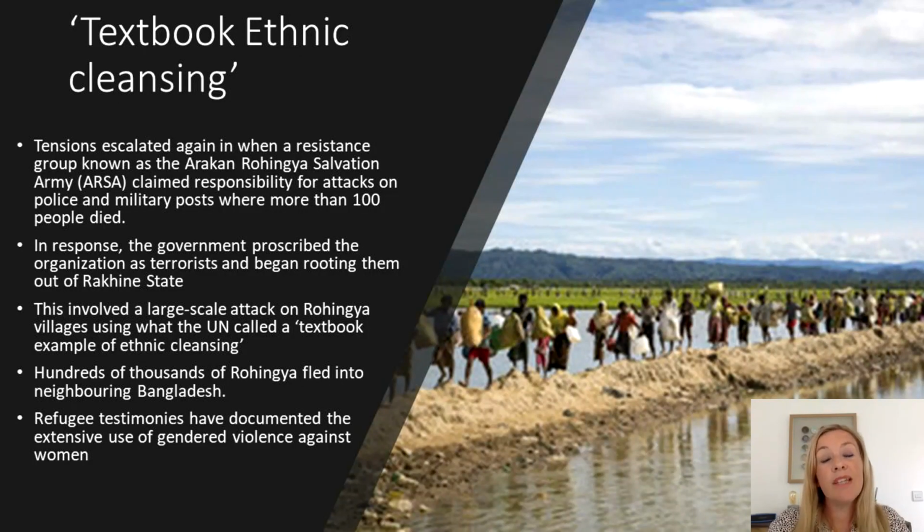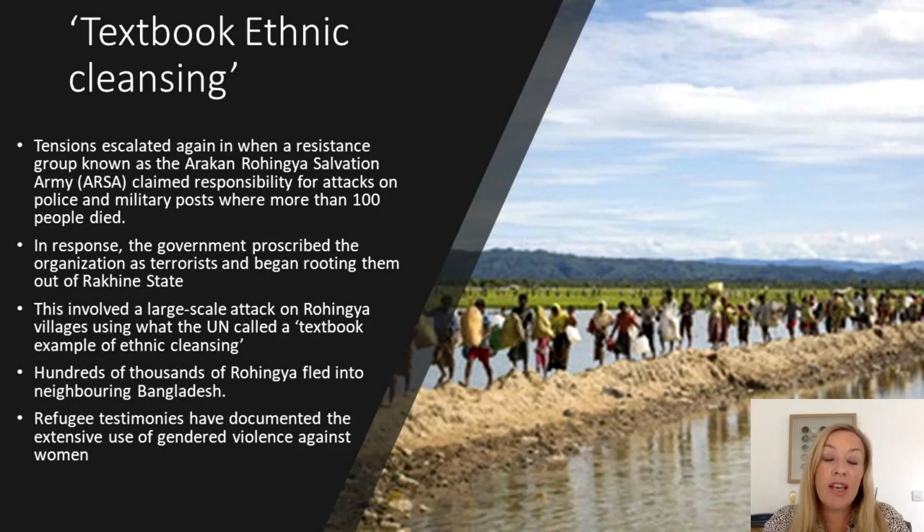Ethnic conflict comes to a head in 2016 and 2017. Tensions escalate when a resistance group known as the Arakan Rohingya Salvation Army claimed responsibility for attacks on police and military posts in Rakhine State, and over 100 people die in this attack. In response, the government proscribed this organisation, who want a separatist state for Rakhine State. They proscribed them as terrorists, and they begin rooting them out of Rakhine State.